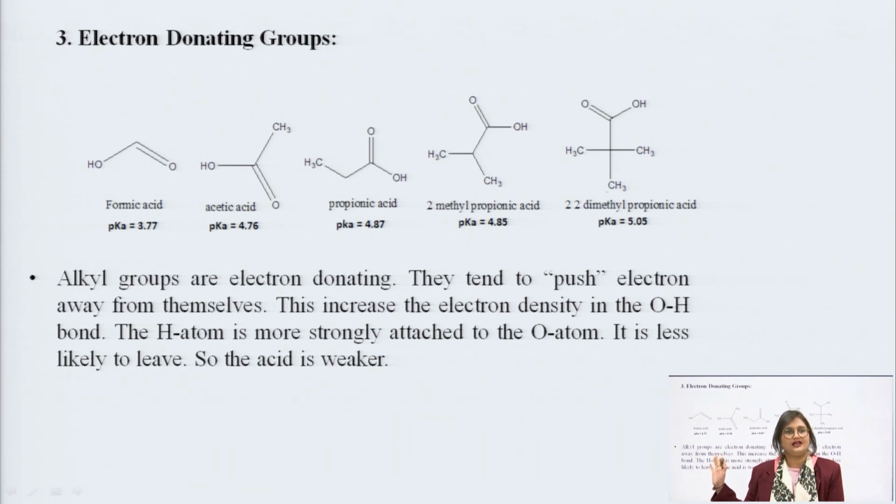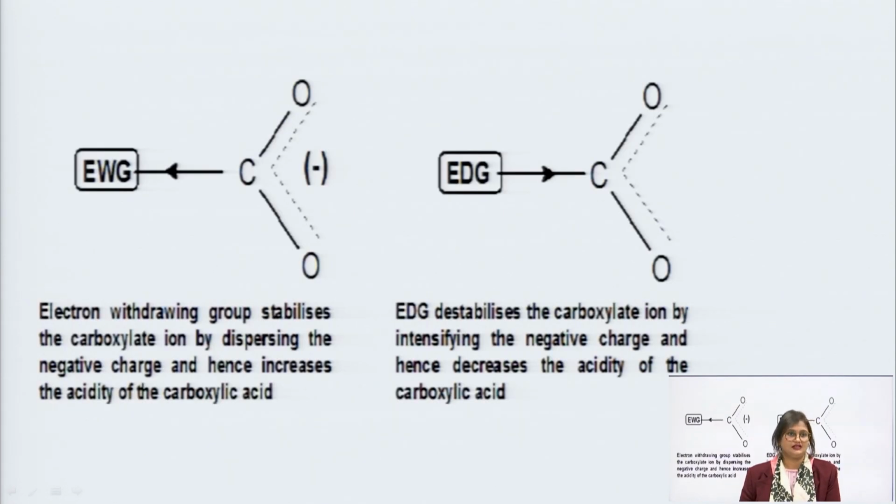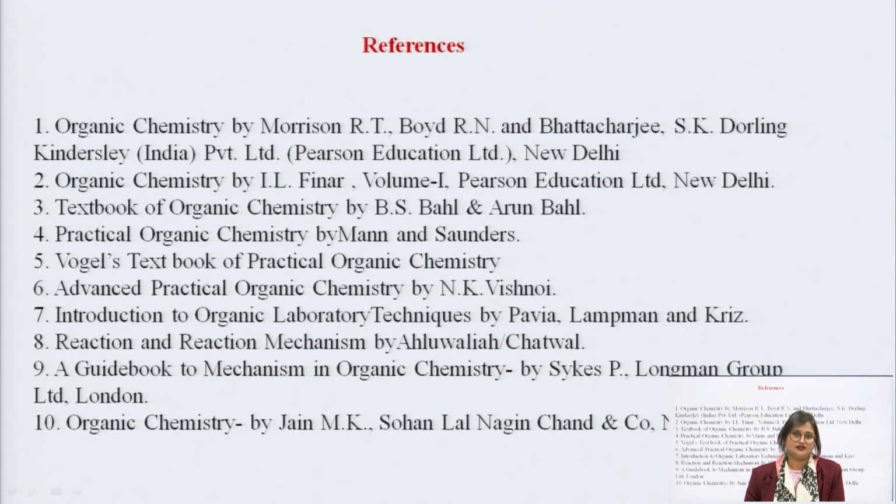Here we can see the effect of electron donating groups. Alkyl groups are electron donating groups; they tend to push the electrons away from themselves. This increases the electron density in the OH bond. The hydrogen is more strongly attached to the O atom, so it is less likely to leave. So, the acid becomes weaker, whereas an electron withdrawing group increases the acidity. Atomic radius also affects the strength of an acid. Greater the atomic radius, stronger is the acid.